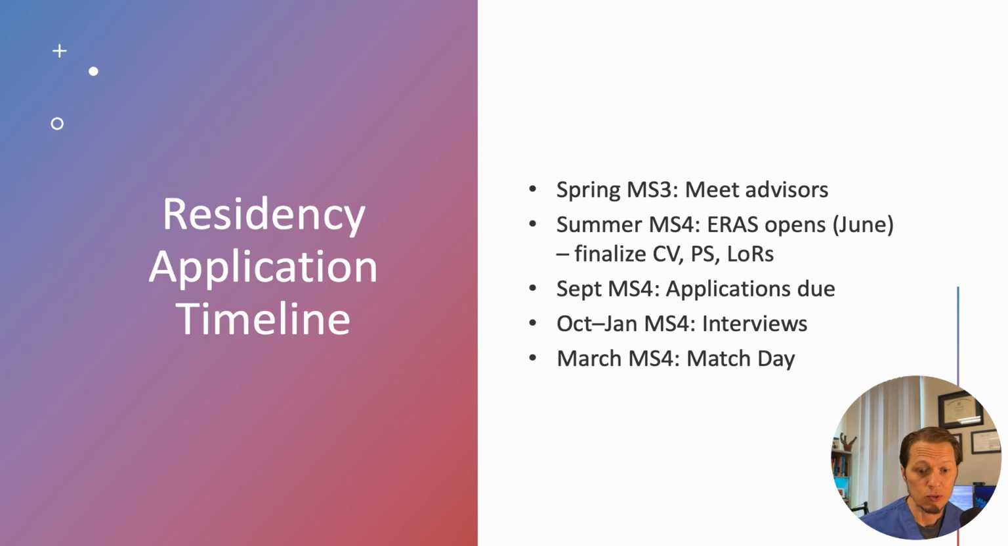Okay, and let's continue on with timelines. Say you're an MS3 already and you're really moving forward. Well, the spring of your MS3 year is when you start to meet your advisors. The ARIS application, these dates change, but in general, they open up in June of your MS4 year when you're first starting. Applications are due in September. Interviews run from October through January, and of course, match day is typically in March. So that's your timeline, and you don't want to be late on it.